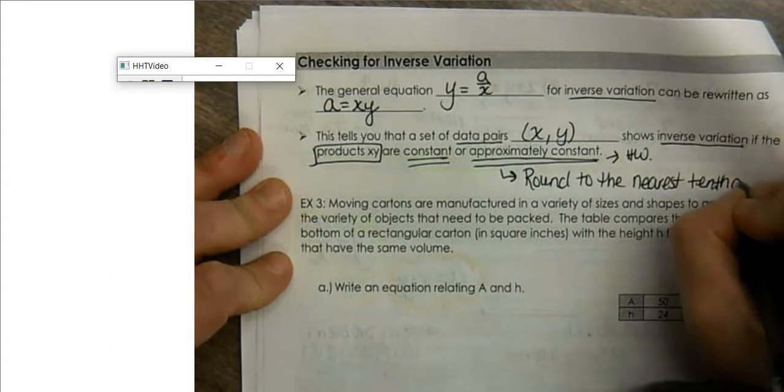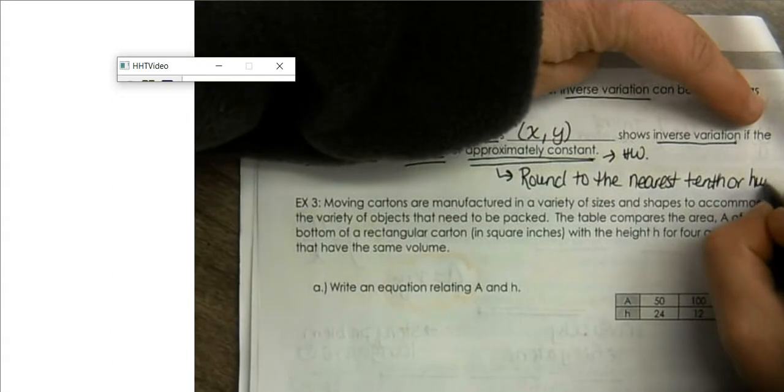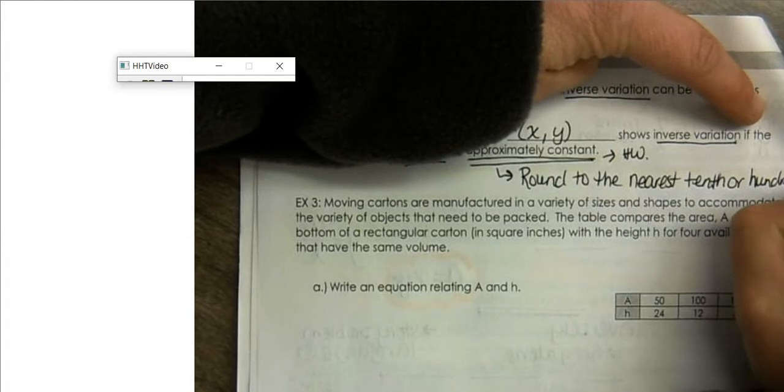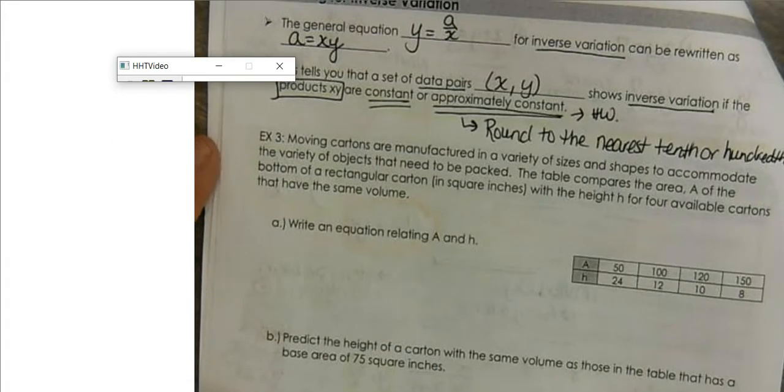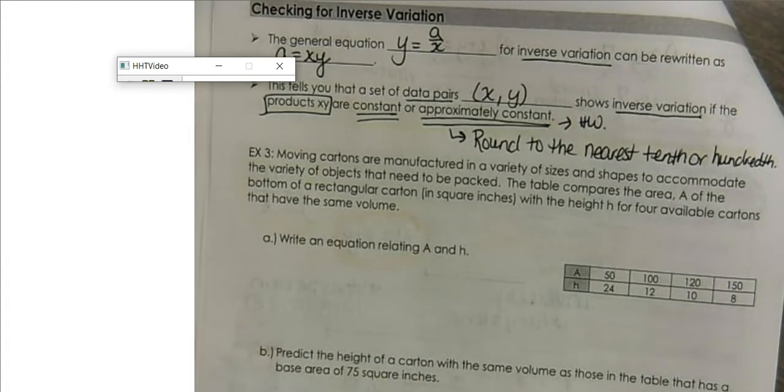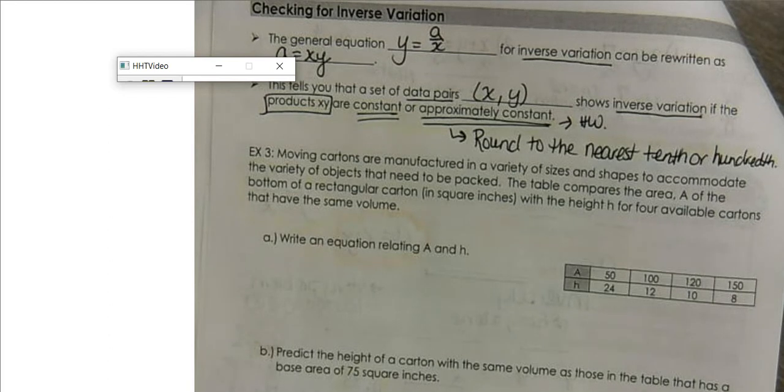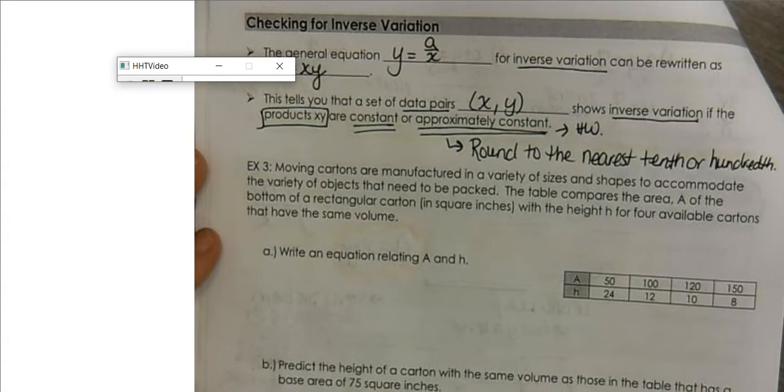Or hundredth. But what you're going to see is that when you work with those numbers, they will simplify or round to the exact same number every single time. But it needs to be the exact same number every time.